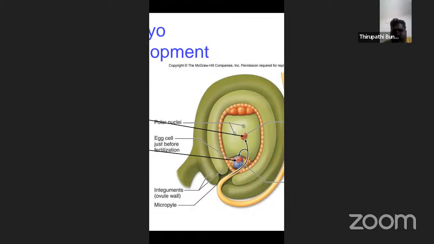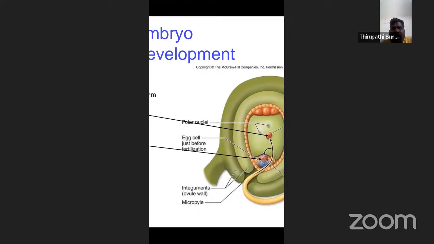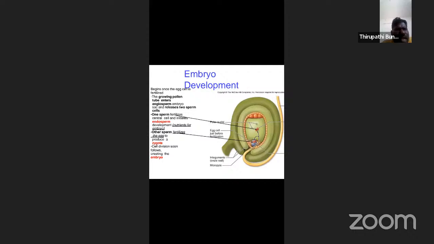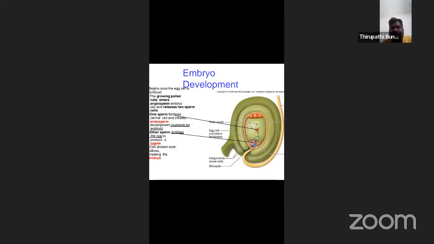See the diagram. This is the embryo sac, whose structure you already know. The embryo sac first forms one big vacuole. Then it forms a two-celled condition, the apical cell and the basal cell. This stage is called the proembryo. That is the proembryo structure.